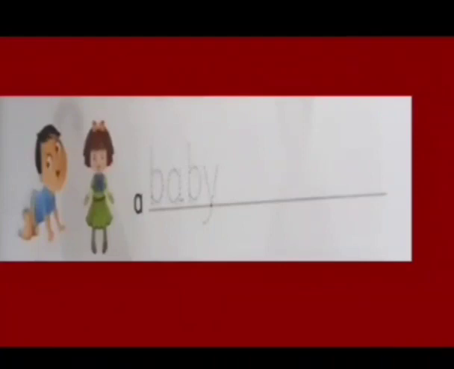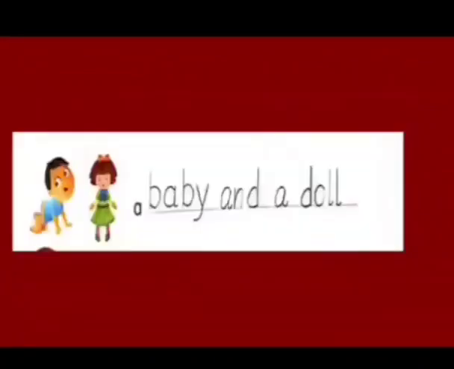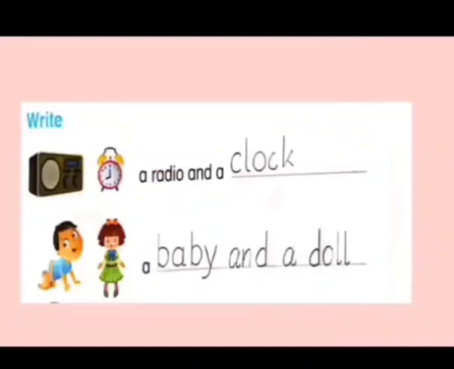Take one finger gap after tracing the word baby and write and. Take again one finger gap and write the spelling of DOLL, doll. Like this: a baby and a doll. Same as it is, we are going to complete the lines one by one. Now move on and look at the next line.